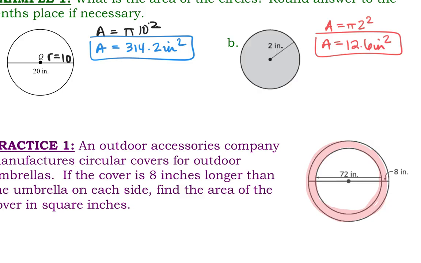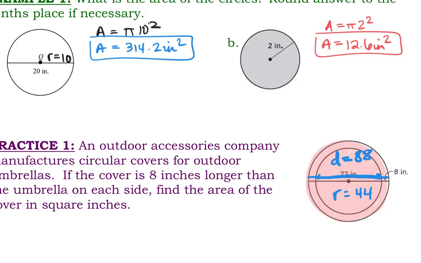Oh no, it wants the area of the whole thing, right? Because that's just a circle that's going inside. It wants to know what would it cover, because it would cover the outside and then in addition with those 8 extra inches on the side. So then what would your diameter be? Well, you have 72 in addition to 8 on each side. So what would your diameter be? It would be 88, right? Given your radius is now 44.